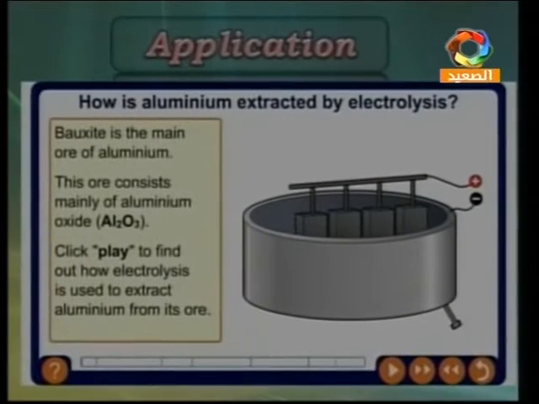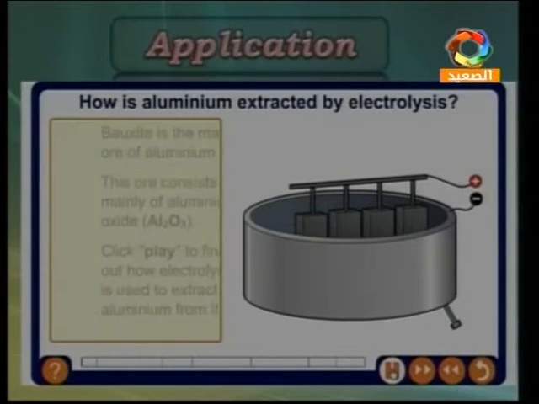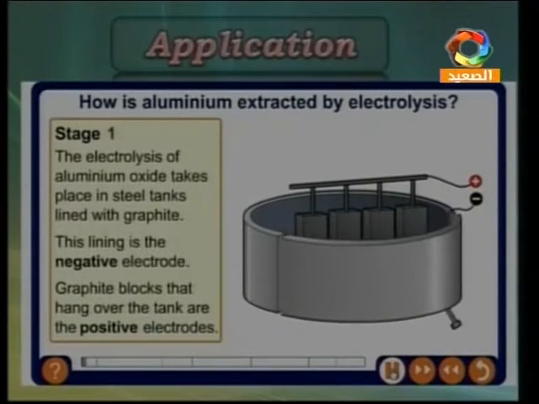After that we have an application: finding out how aluminum is extracted by electrolysis. We use the compound Al2O3, named bauxite, the main ore of aluminum. I need to extract or separate the aluminum from these oxides. Let's see the electrolysis of this compound in a molten state, starting with the first stage.